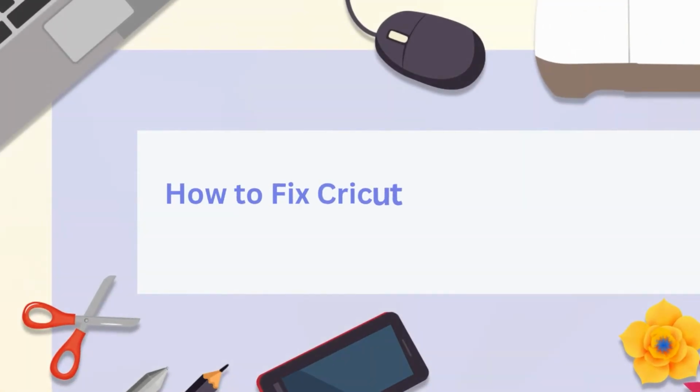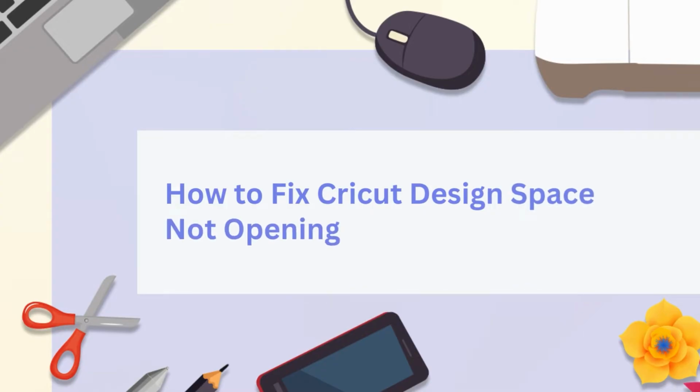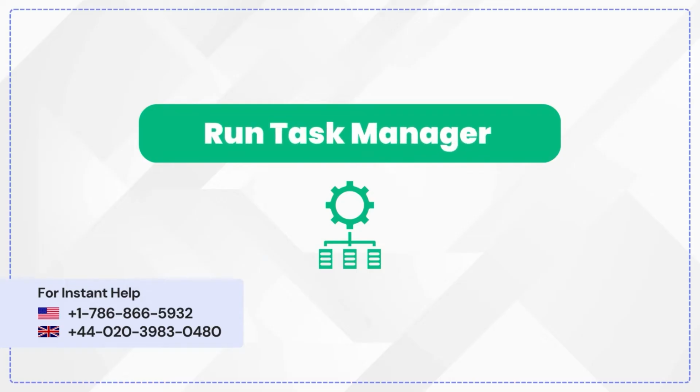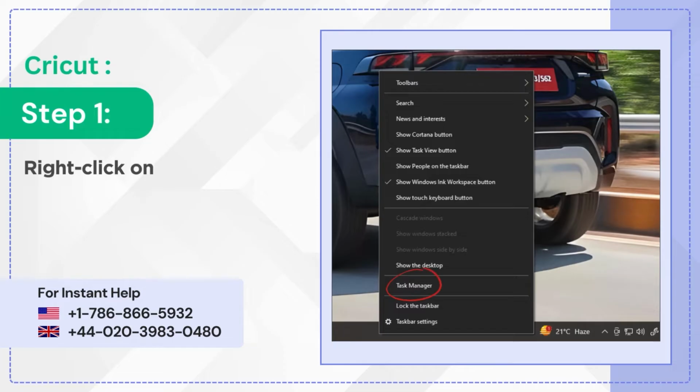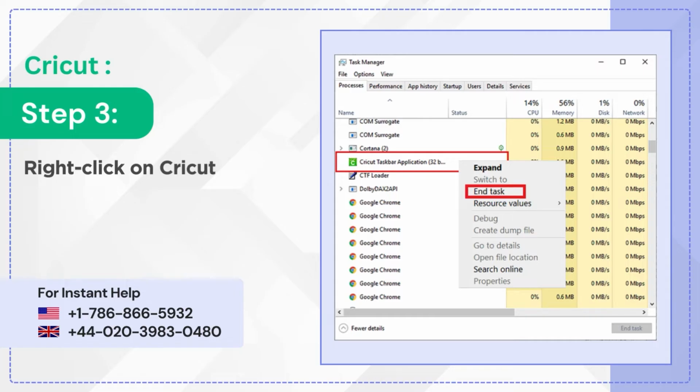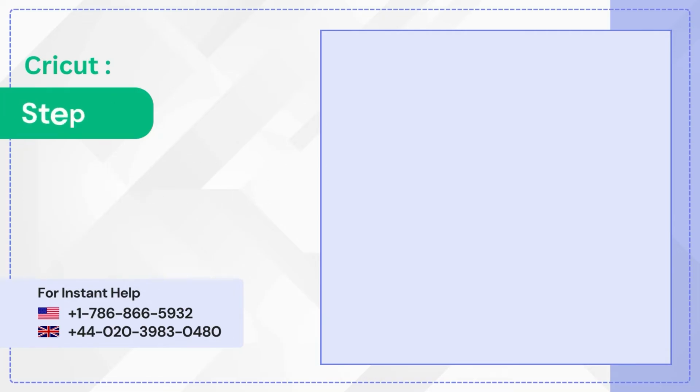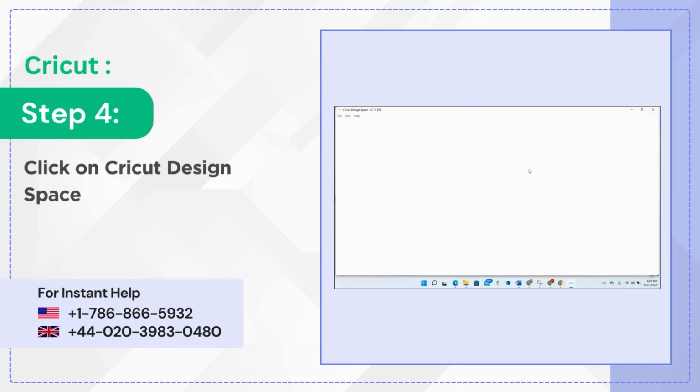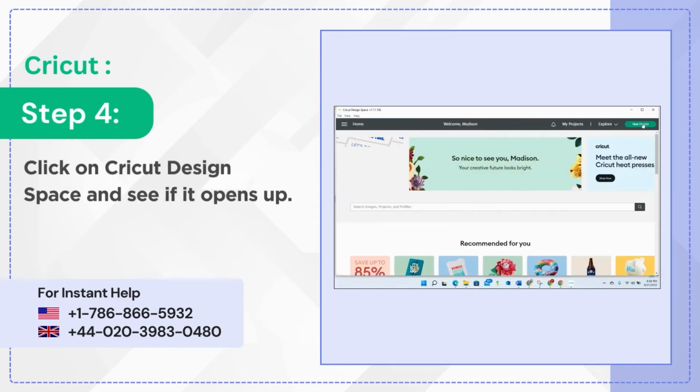How to fix Cricut Design Space not opening. Run Task Manager. Step 1, right-click on the toolbar and click Task Manager. Step 2, scroll down and locate Cricut Design Space. Step 3, right-click on Cricut Design Space and select End Task. Step 4, click on Cricut Design Space and see if it opens up.